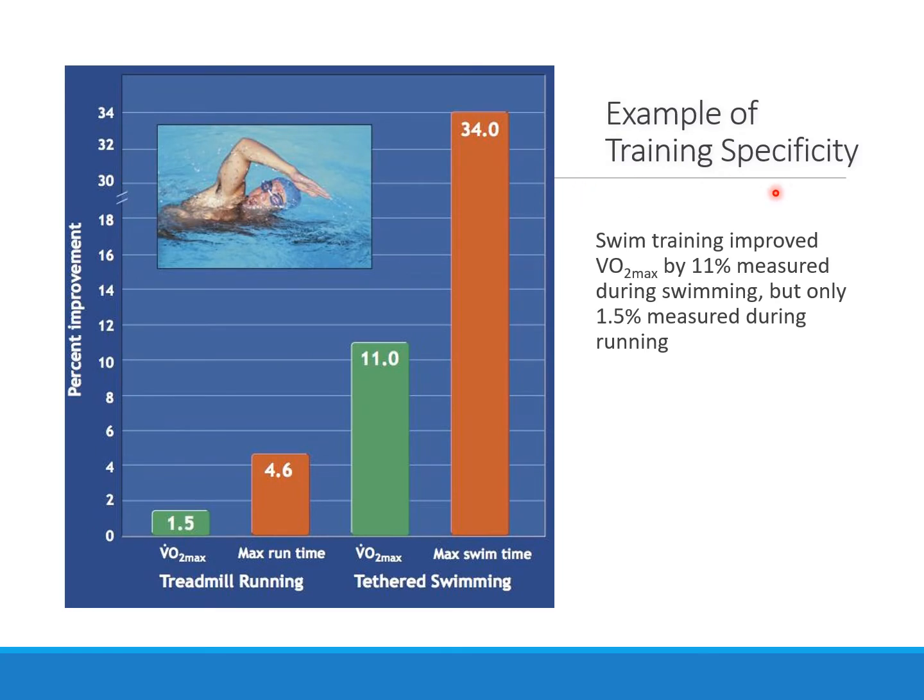So here's an example of training specificity. I've already talked about sprinters, but here's a swimmer. Okay, so this swimmer does treadmill running, and he only sees a 1.5% improvement in his treadmill running while he's doing that type of training. But if he gets trained through tethered swimming, which is basically just resisted swimming, you can see that his VO2 max actually increases by 11%. So it's important to train this person specifically to the task they are doing so that they can get the improvements that they need to perform better.